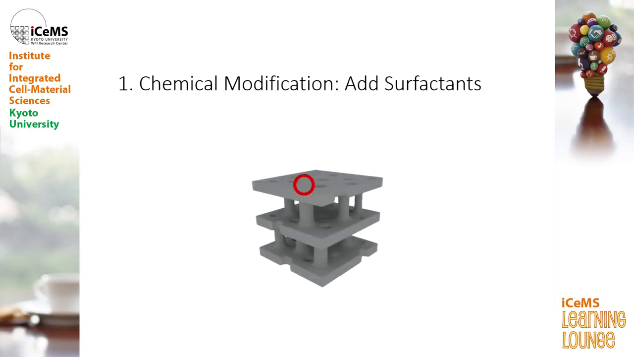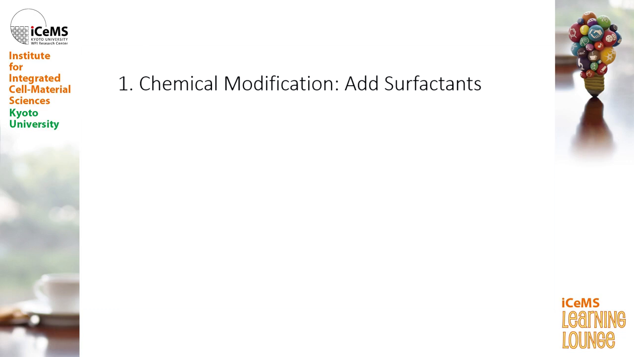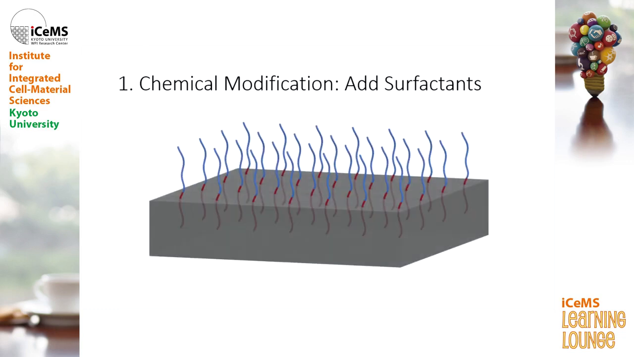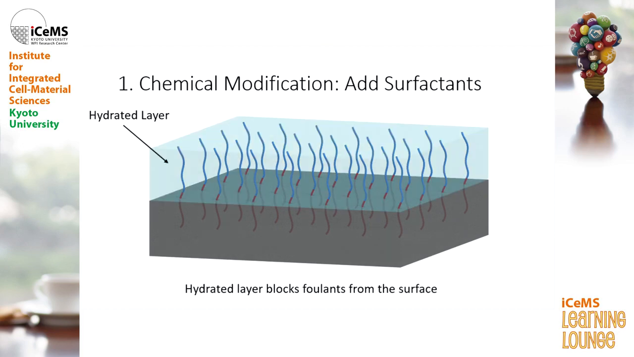We can have a look at what this does to our material. Let's zoom in on the surface. Here, our surfactant is embedded or adhered to the surface of the material, and the hydrophilic part is exposed. When we put in water, we get a water layer that forms on the surface of the material because the water wants to bind with the hydrophilic part of the surfactant. This water-surfactant layer on the surface actually prevents the foulants from getting to the surface. So this acts as a way to prevent fouling in a water environment.